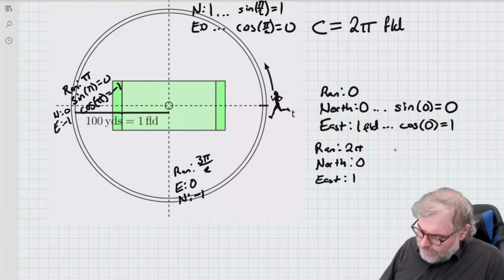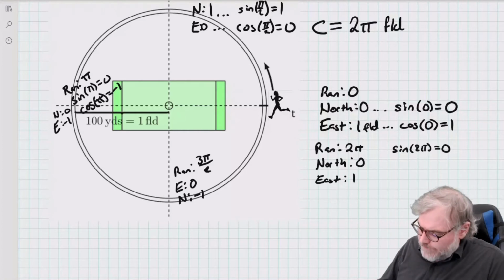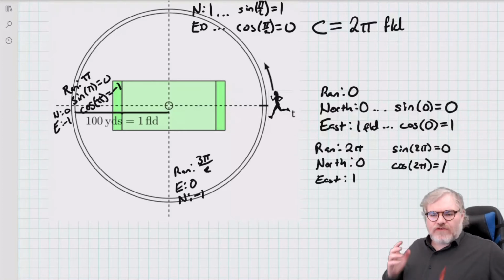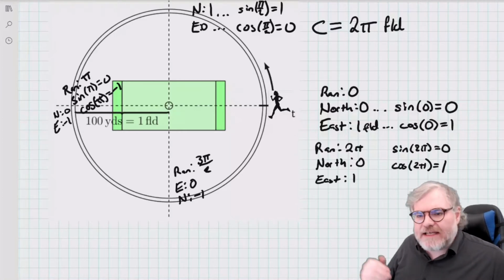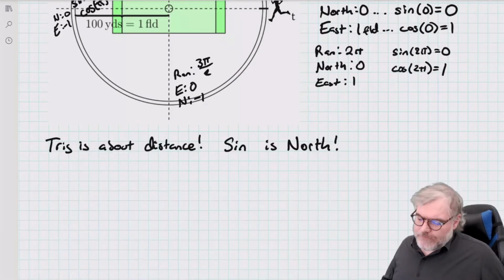So we've got sine of 2 pi equals 0. The northiness of our runner now is 0. And the eastiness of our runner is now 1. And again, trig is about distance and sine is north.